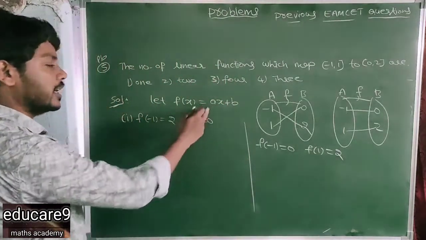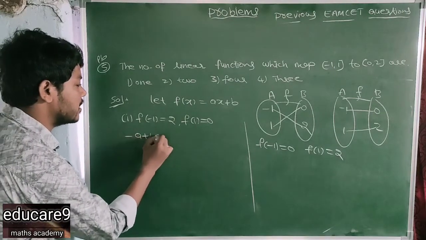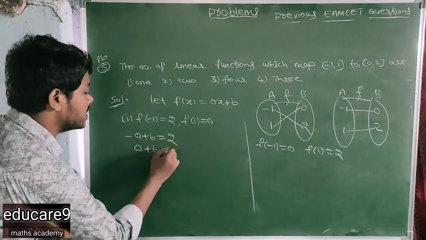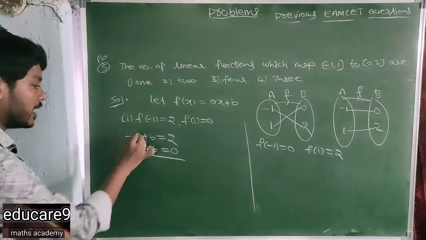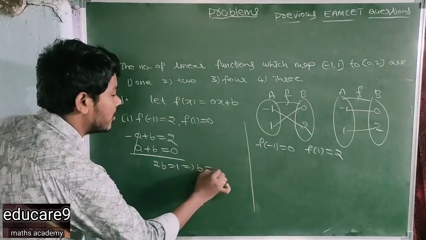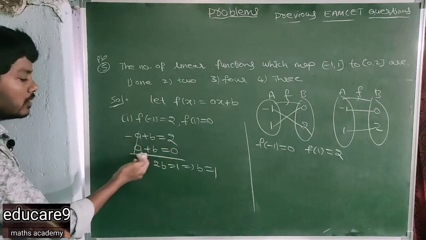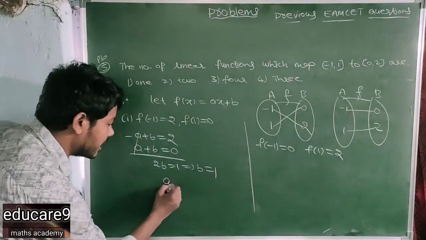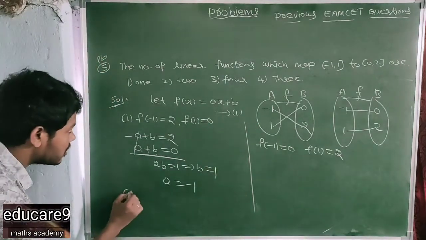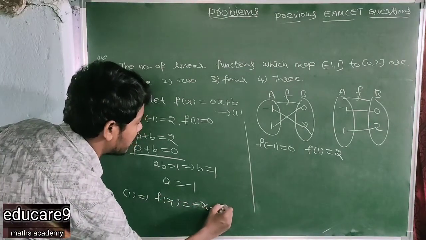Okay. Now substitute here f of minus 1. So what do you get? Minus a plus b is equal to 2. f of 1 is 0, so that is a plus b is equal to 0. So add these two. 2b is equal to 2. From this b is equal to 1. Substitute this b in either minus a plus b equals 2 or a plus b equals 0. So clearly a is equal to minus 1. Therefore, given the linear equation, f of x is equal to minus x plus 1.